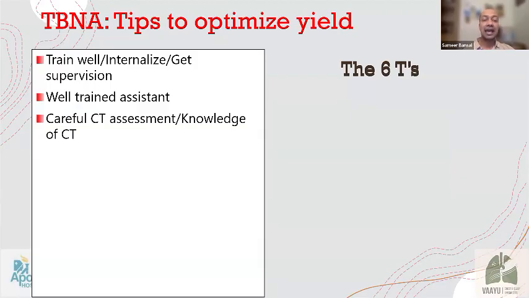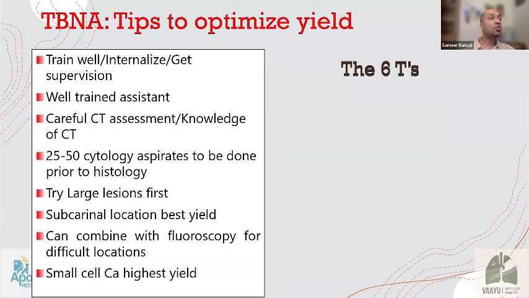conventional TBNAs. Have well-trained assessments. Main thing is to have that careful CT assessment. Important is to know your landmarks always, always, always. Usually perform 25 to 50 cytology aspirates prior to doing histologies. When you are in the initial phase of your TBNAs, try larger lesions first. We also selected some 4 centimeter subcarinal lymph nodes. I remember my first subcarinal lymph node for conventional TBNA.